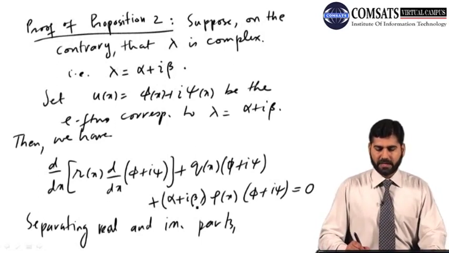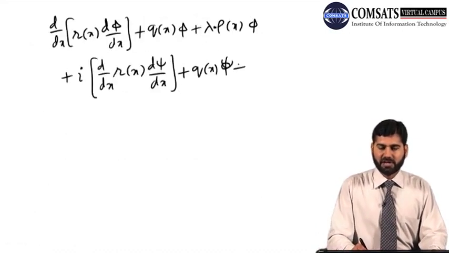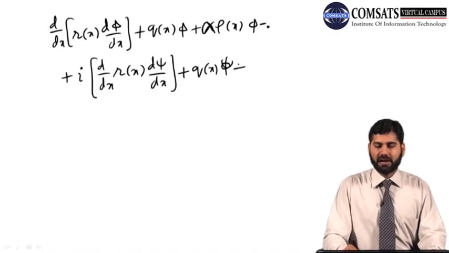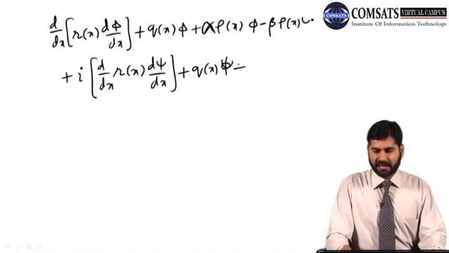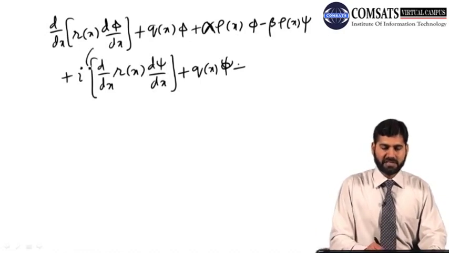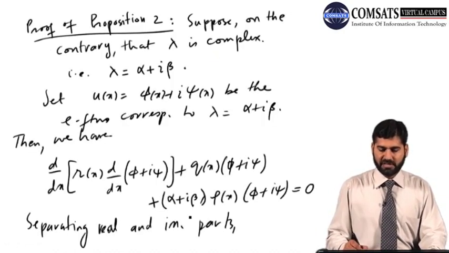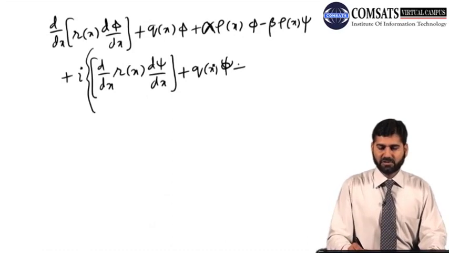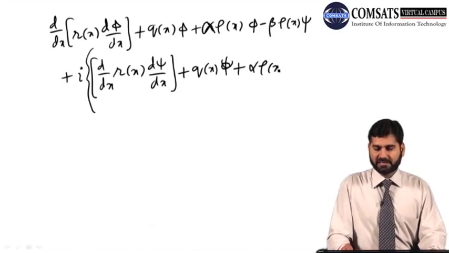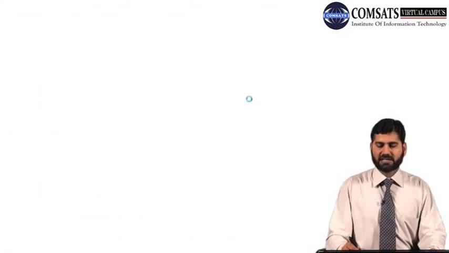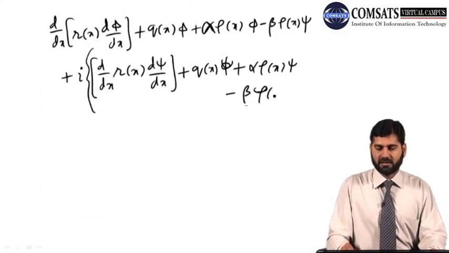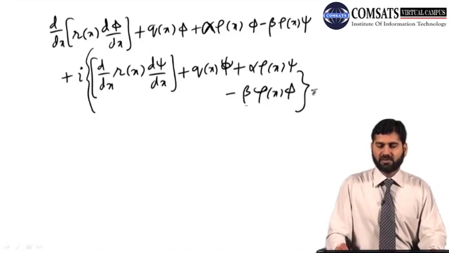this lambda is also alpha plus iota beta. So you have alpha rho(x) psi and minus beta rho(x) psi. These both are without iota. So you got alpha rho(x) psi minus beta rho(x) psi, and with iota you have beta rho(x) phi, alpha rho(x) psi, and minus beta rho(x) phi. So this is equal to 0.